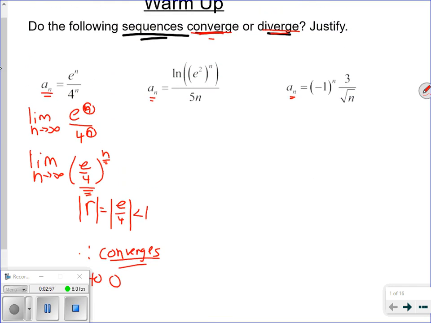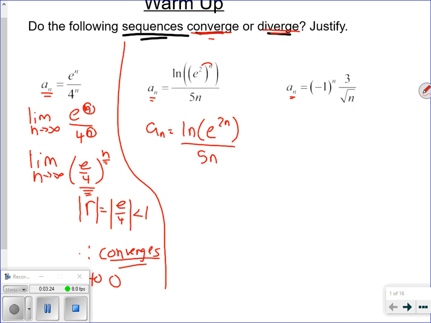Let's look at this next one. This next one is a sub n equals the natural log of e squared to the n over 5n. Boy, oh boy, is that a big problem. I mean, the only thing we can really do to simplify this is maybe distribute the n to the 2. Let's look at this. So this is kind of an interesting idea here. Okay, you're going to like this. Remember the power rule for natural log? What happens if we have a power in the quantity for ln? The power rule says it can come down front. So really this is 2n times the ln of e over 5n.